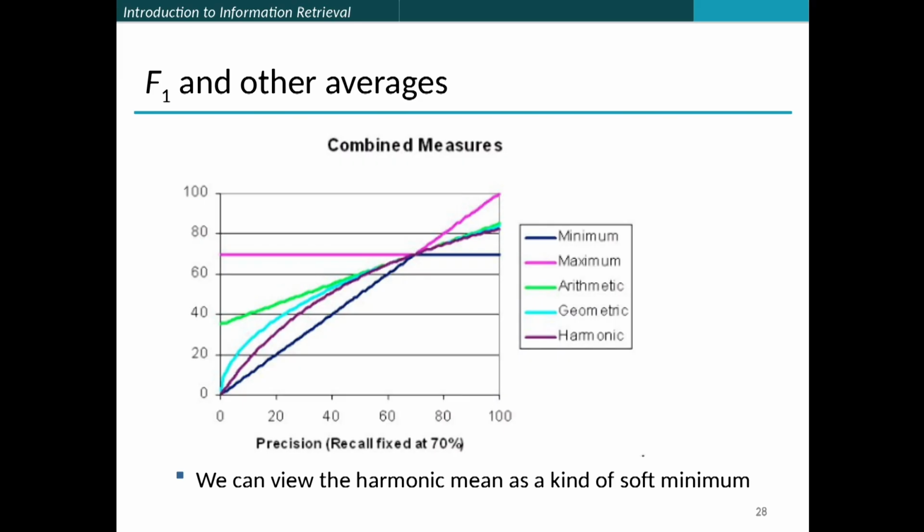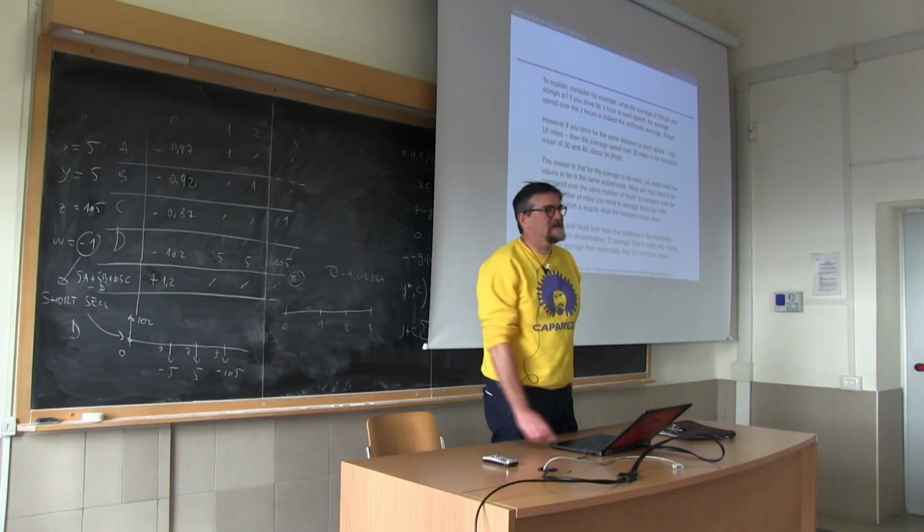Okay. So this is the maximum. This is the minimum of a given system. And you see the harmonic mean is some kind of smooth approximation of the minimum.